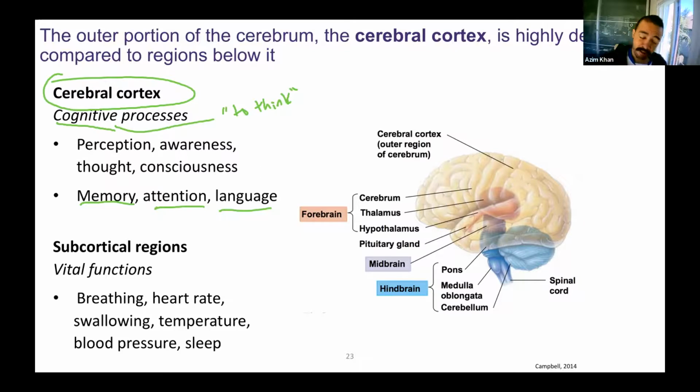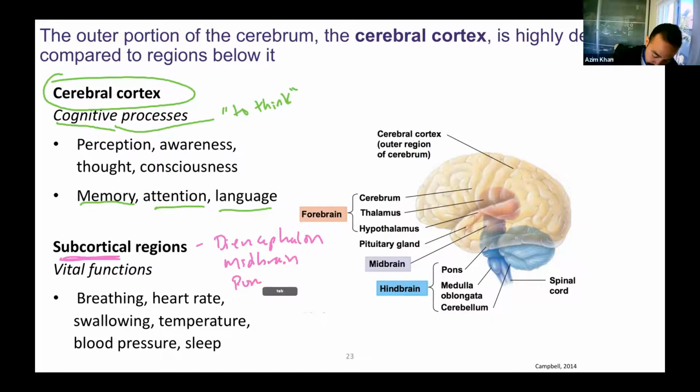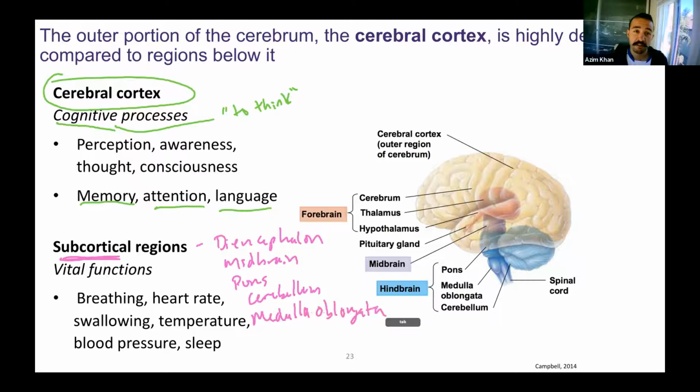Things deeper to the cerebral cortex, so everything else, we term as subcortical regions. Anything that's subcortical, so that would be the diencephalon, midbrain, pons, cerebellum, medulla oblongata. Anything that's subcortical, deeper to the cerebral cortex, those are generally more important for more vital functions, things you need to survive.